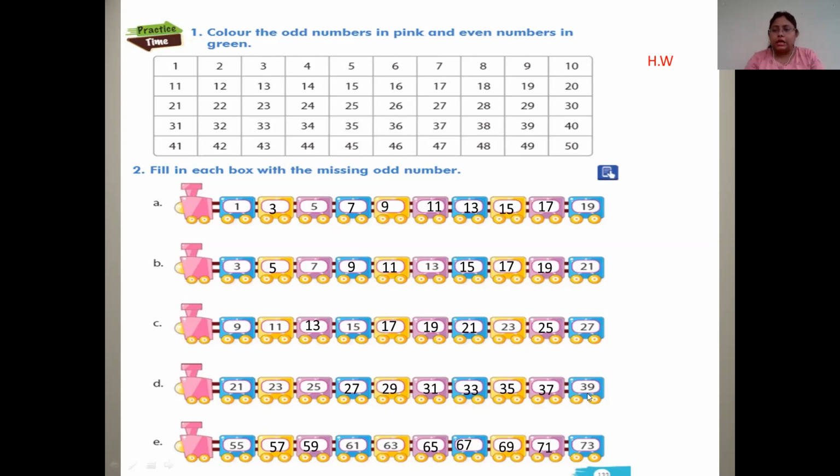So now moving to the last one, that is 55. After 55, what will be the next number? 56 is the even number, because here we have the pair. After that we skip one number, it will be 57. 57 will be the odd number. Now 59, 61, 63, 65, 67, 69, 71 and 73. So these all are the odd numbers.